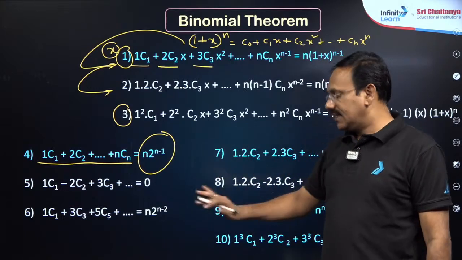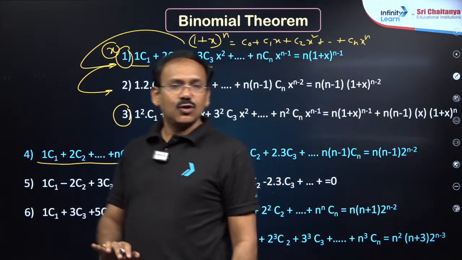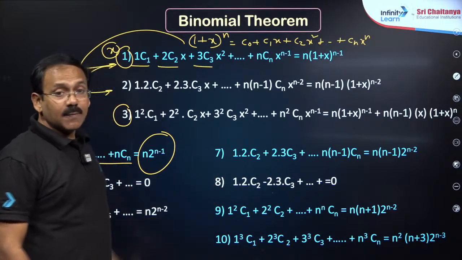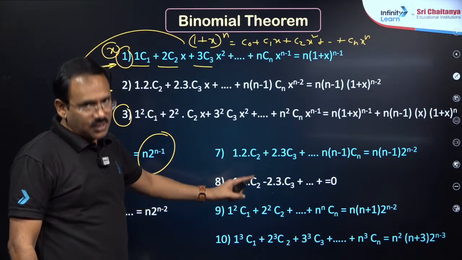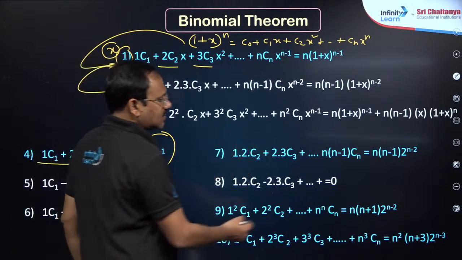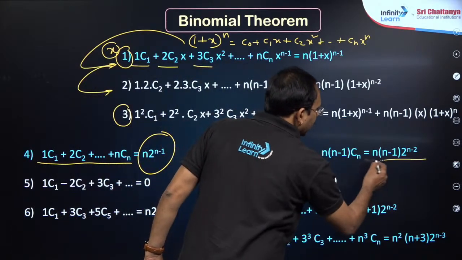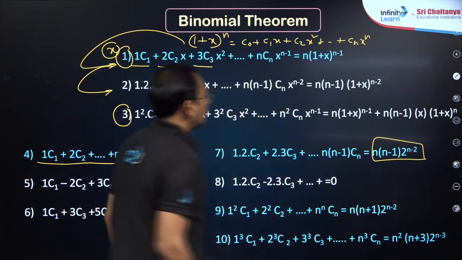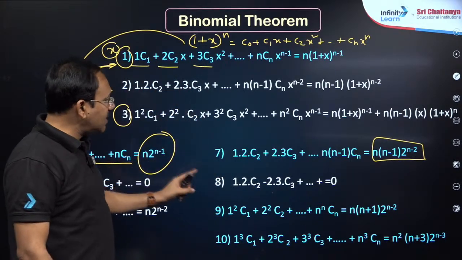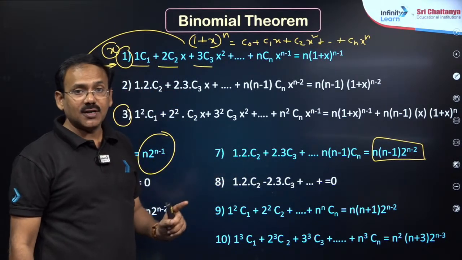That is important. The next, my dear friends, don't worry much about all the things I have highlighted already. Suppose 1 into 2 into C2 plus 2 into 3 into C3. If this is the case, the result is n into n minus 1 into 2 power n minus 2. If you could remember this, that is fine. If not, at least you try to remember this, important.